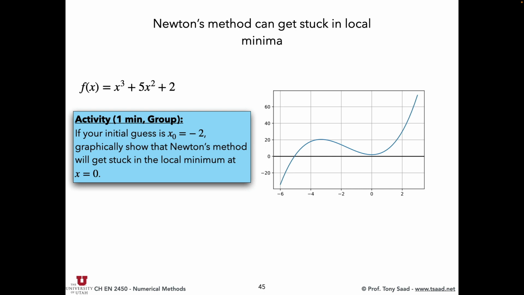So the point of this exercise is to show that by choosing a bad initial guess, you're not going to converge anywhere. So draw a vertical line. You hit the function. Draw the slope. You hit the x-axis. You'll be here.